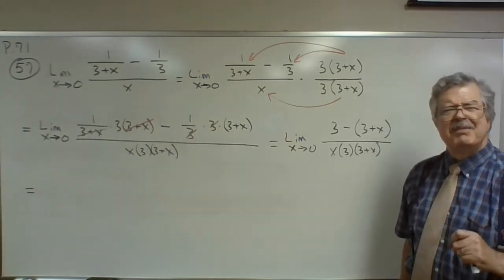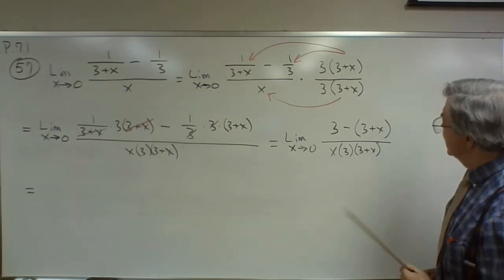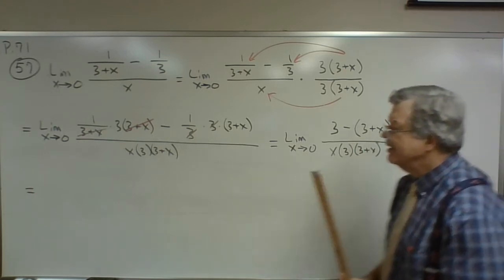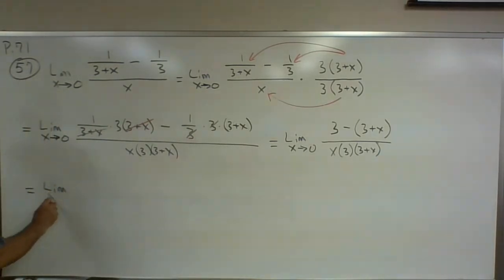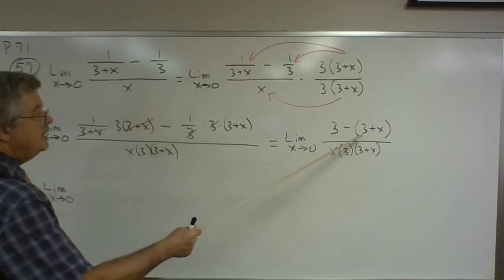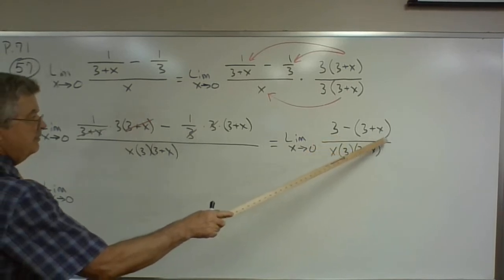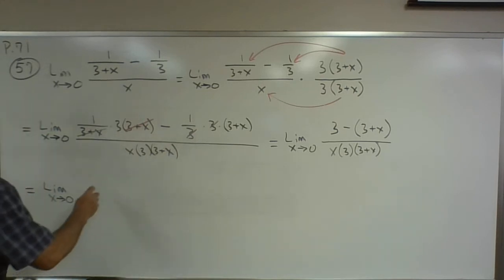We're not spiteful people, but we hate fractions, let's admit it. And I can do a little bit more simplifying in the top. Three minus 3 is 0. And this negative sign distributes to the x. So what we have left on top is negative x.